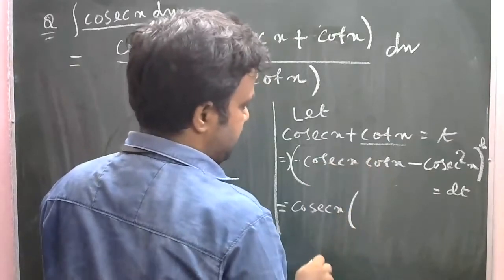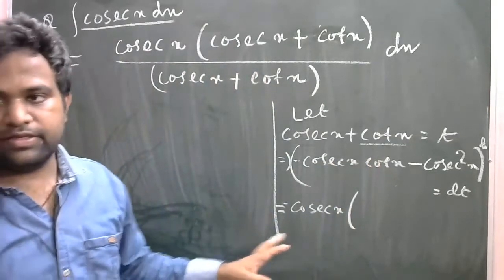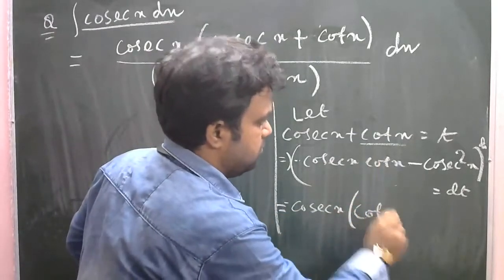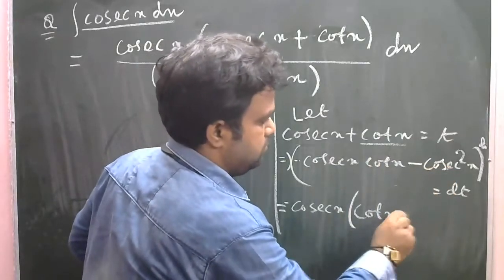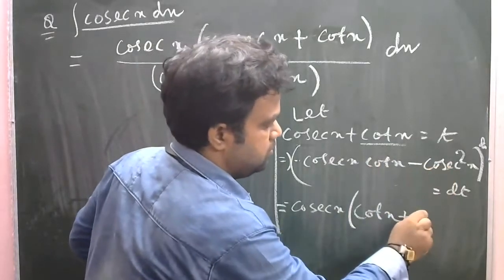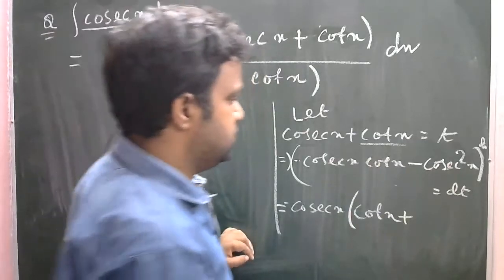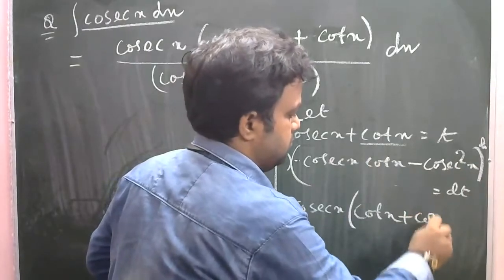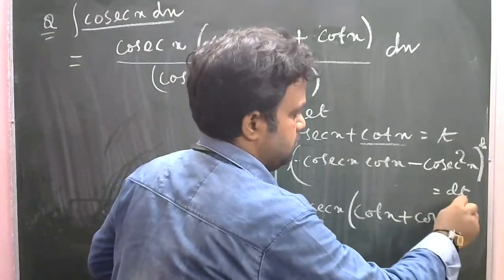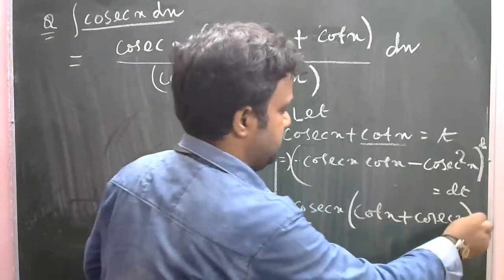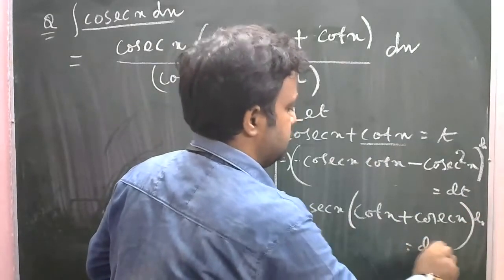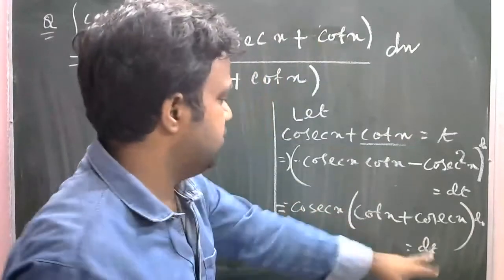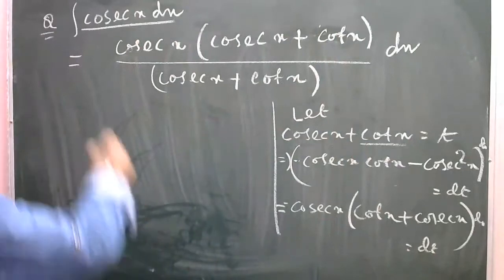So here inside the bracket there will be one cot x, and here plus cosec x will be there. So (cosec x + cot x) dx is dt. Now the numerator is converted to minus dt.